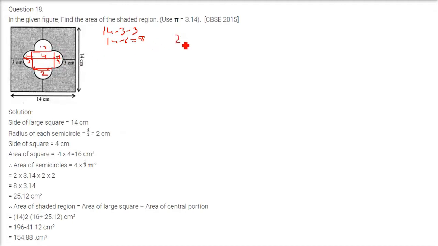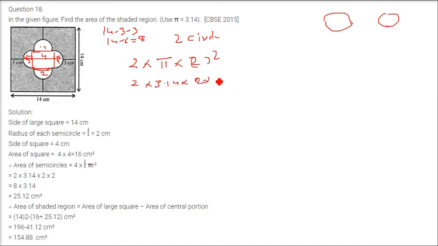If you combine this, there are two circles. This one and this one combine to make one circle, and 3 and 4 we combine, so we have two circles. So let us find the area of two circles. 2 into pi r square. What is the radius? 2. So we have 2 into 3.14 into 2 into 2, and this will be 25.12.